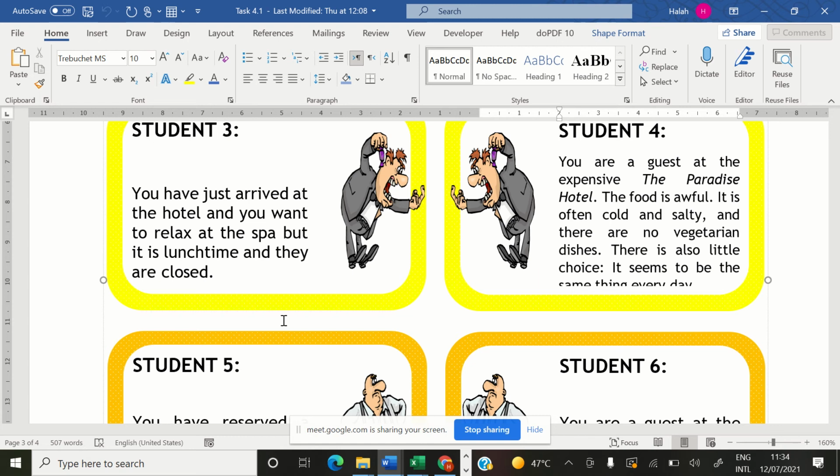Another example, you are a guest at the expensive Paradise Hotel. The food is awful. It is often cold and salty, so you are complaining regarding the food. It's always cold, always salty, and there are no vegetarian dishes. There is also little choice. It seems to be the same things every day. So this is a complaint by a customer.